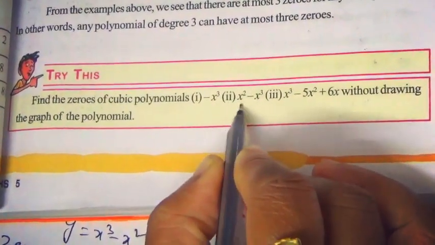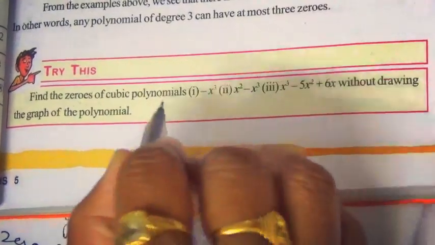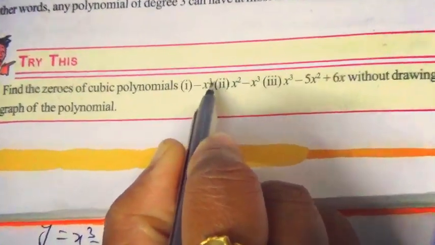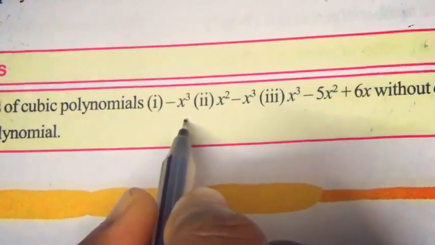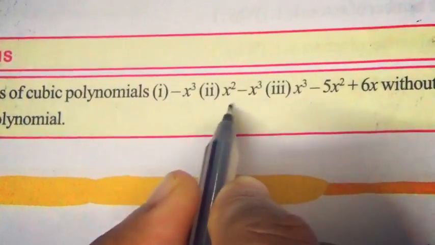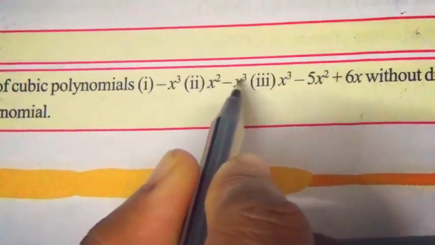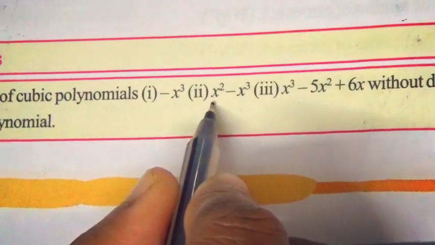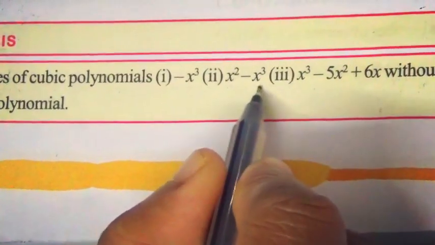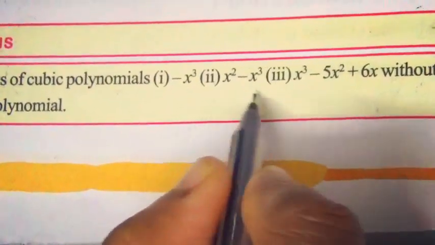Here he gave three questions to us, and these three are cubic polynomials. Look at the first question, which has the highest power 3. It is a monomial, but it is a cubic polynomial. The second is a binomial. Why? Because it has two terms, x square minus x cube, and the highest power of the variable x is 3, hence it is a cubic polynomial.